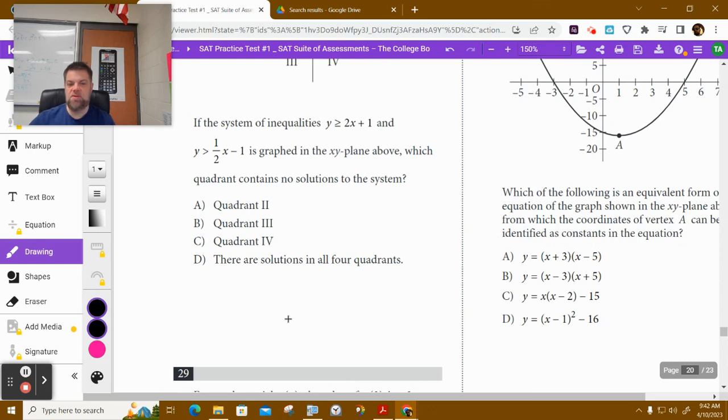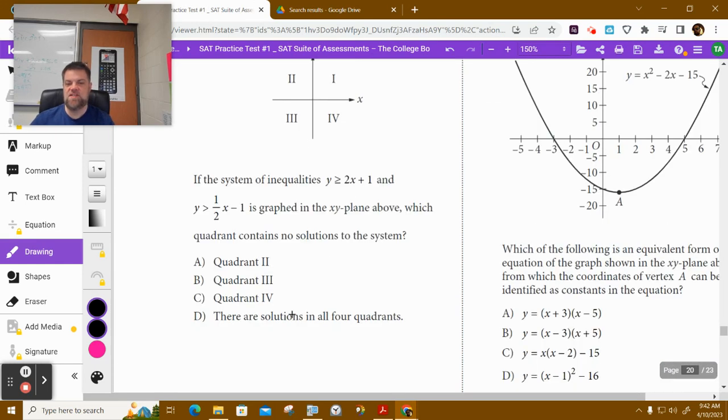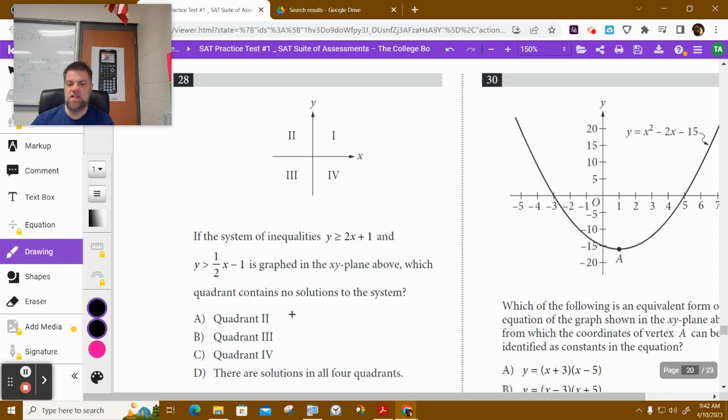Let's do problem number 28. It says if a system of inequalities y is greater than or equal to 2x plus 1 and y is greater than 1/2 x minus 1 is graphed on the plane above, which quadrant contains no solutions of the system? So we're going to approximate this, okay?